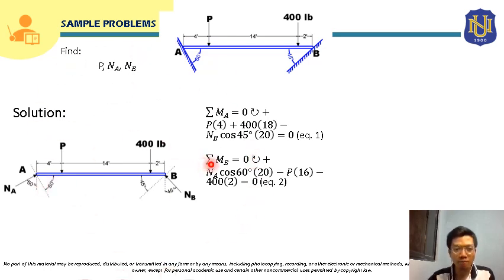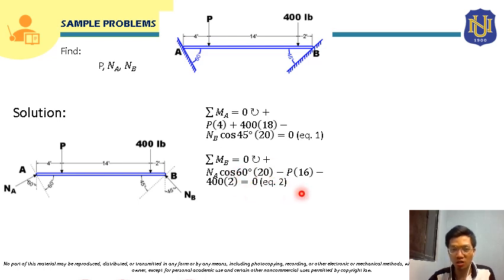Now for P, its moment about point B will be P times the moment arm, which is 14 plus 2, that will be 16. Its rotation about point B will be counterclockwise, so it will be negative here. Now for the 400-pound force, its moment about point B will be 400 times 2. Its rotation about point B will be counterclockwise, so it will be negative here. And this will be equated to 0. So this will now be our equation 2.